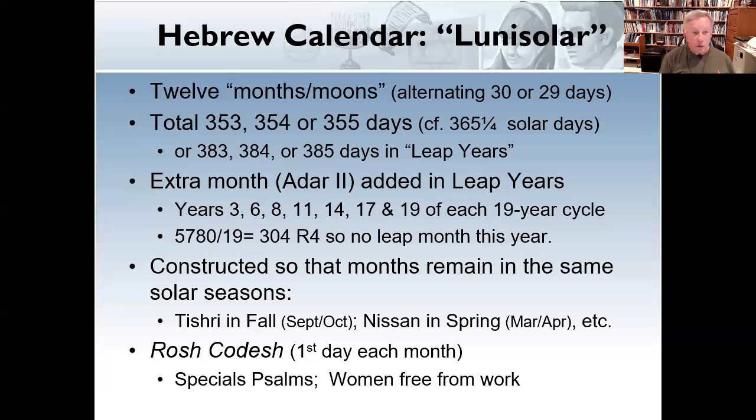So we have to do something to keep Passover in the spring. So what you have in the Hebrew calendar is 7 times in a 19-year cycle, in year 3, 6, 8, 11, 14, and so on, we add an entire month.